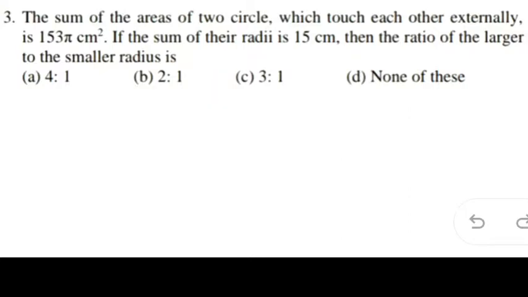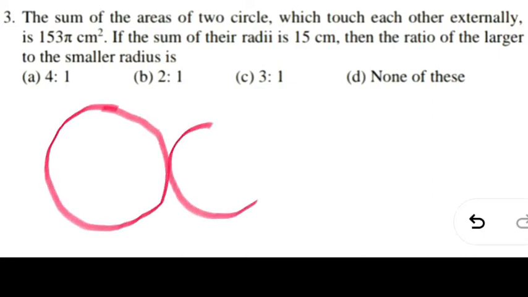Third question: the sum of the areas of two circles which touch each other externally is 153 pi centimeter square. If the sum of their radii is 15 centimeter, then the ratio of larger to smaller radius is. So, how many circles are there? Two circles which touch each other externally. Suppose this is the big circle and this is the small circle, and the bigger one's radius is R1 and the smaller one's radius is R2.